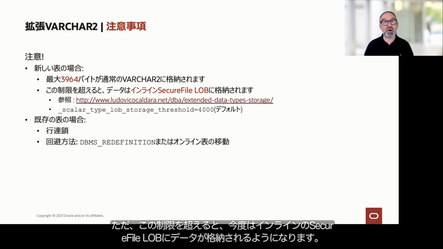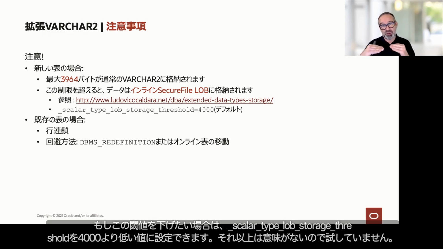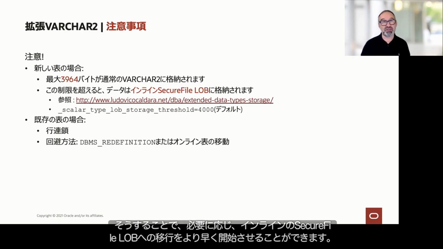Just if I go above that limit, then the data will be stored in an inline SecureFile LOB. This is important to understand, and it's not exactly 4,000. If you want to lower that threshold, you can set the SCALAR_TYPE_LOB_STORAGE_THRESHOLD parameter to a value lower than 4,000. Higher doesn't make sense, so I haven't tried that. But then you can trigger the migration into an inline SecureFile LOB earlier if you need to.